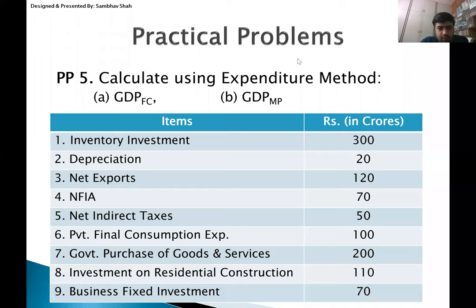Ayush, what you got? Sir, GDP at FC 900 and I'm a little bit confused in MP. What happened in MP? That is the same axis only. Look at the 5th point. What is the confusion? What is the difference between MP and FC? Between market price and factor cost.